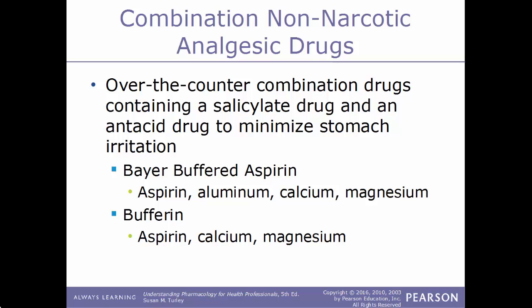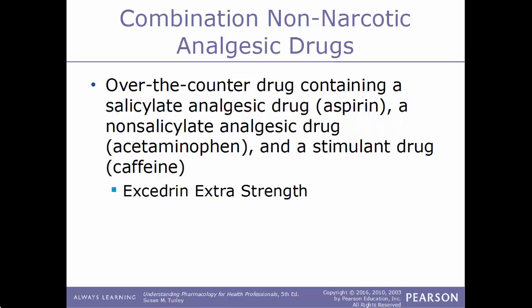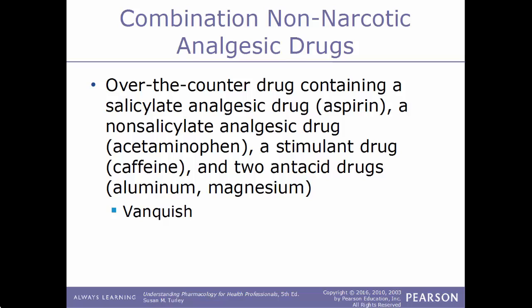Some other examples of this combination type, Bayer buffered aspirin, which is a combination of aspirin, aluminum, calcium, and magnesium. Bufferin, which is a combination of aspirin plus calcium and magnesium. Another possible combination you might find are a salicylate analgesic drug like aspirin, a non-salicylate analgesic drug like acetaminophen, and a stimulant drug like caffeine. An example of that would be Excedrin Extra Strength. Yet another type of combination would include a salicylate drug plus a non-salicylate drug plus a stimulant like caffeine, and also two antacid drugs, aluminum and magnesium. An example of this combination is the drug Vanquish.